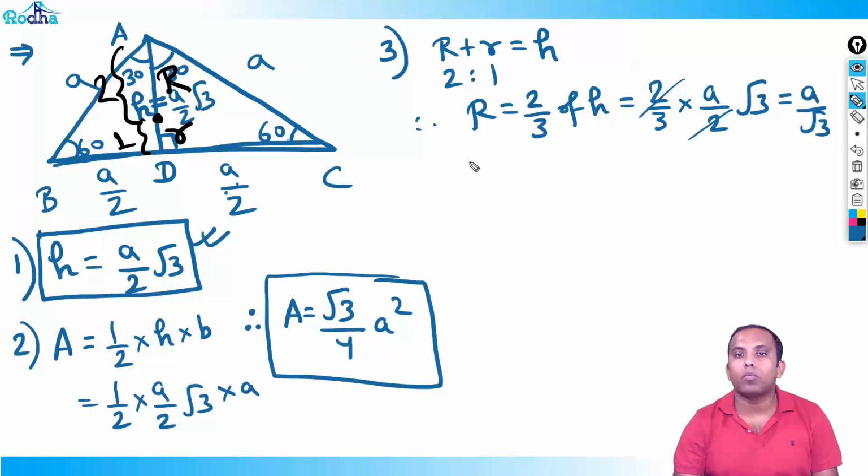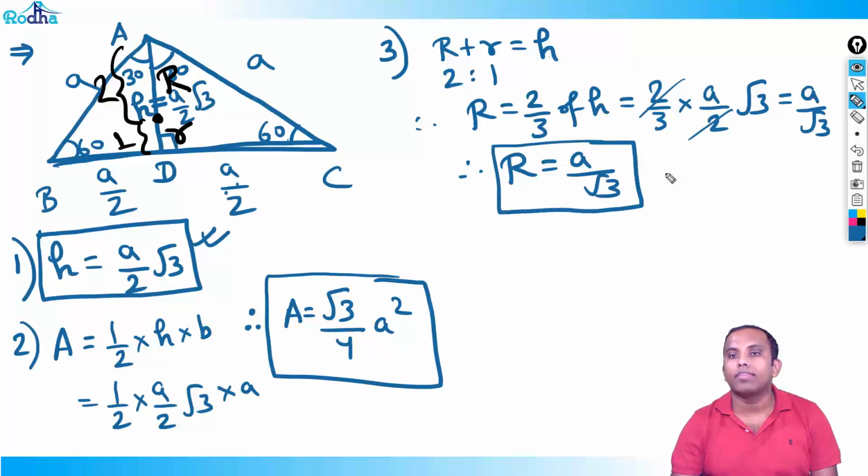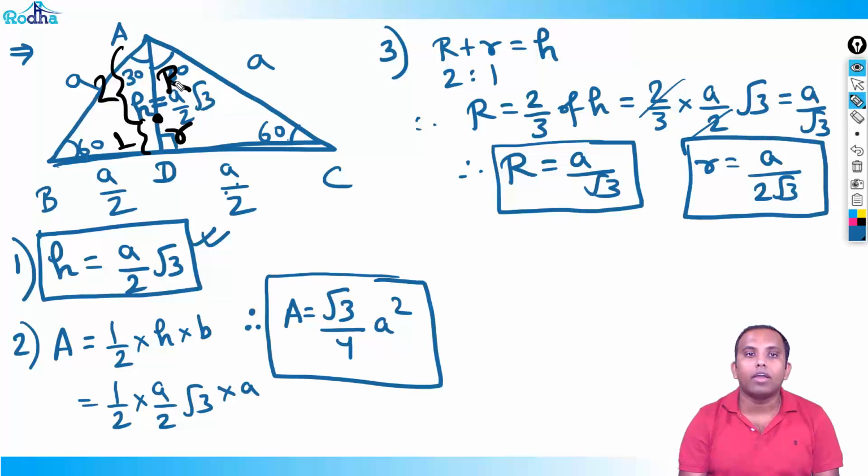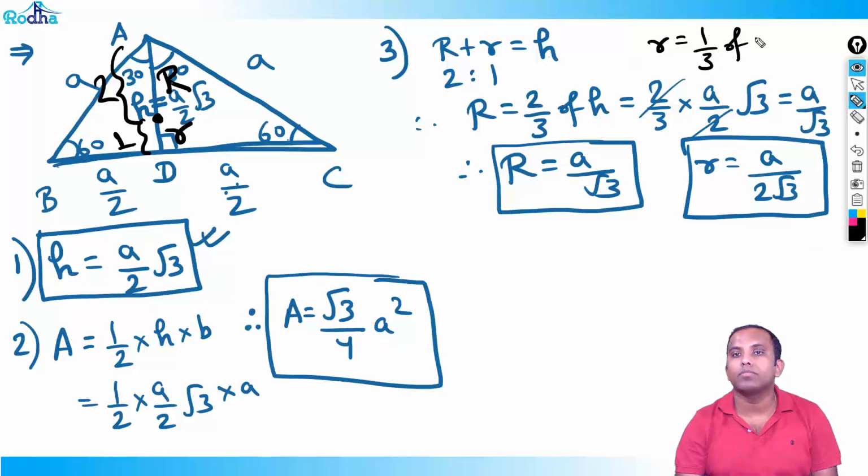So another super important point, circumradius is a by root 3 in an equilateral triangle. And since inradius is half of it, what is inradius? A by 2 root 3. Capital R is 2, small r is 1, so inradius is half of circumradius. You can also get inradius another way. It is 1 by 3 of height. The ratio is 2:1, so inradius is 1 by 3 of height, right? You'll get inradius as a by 2 root 3.